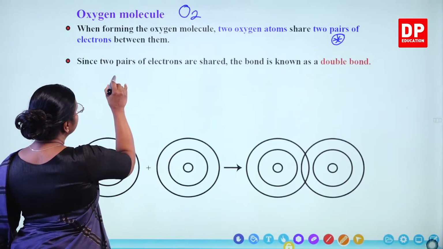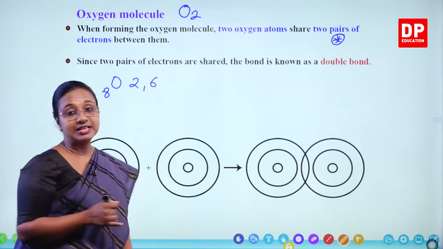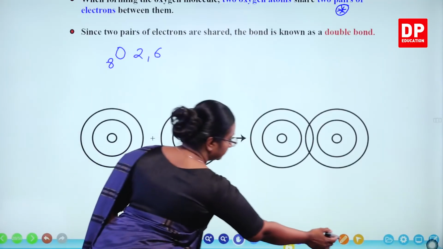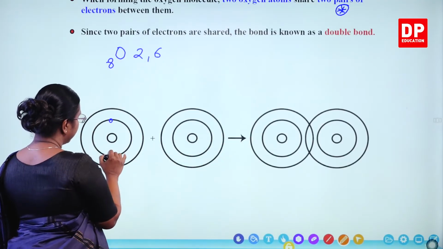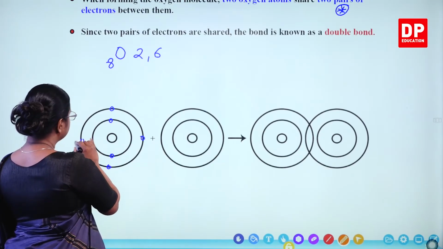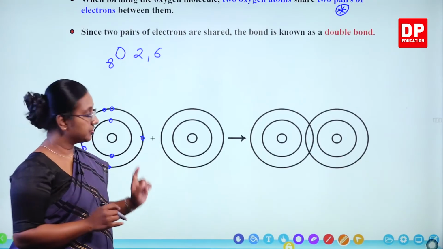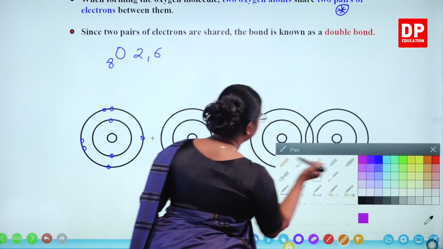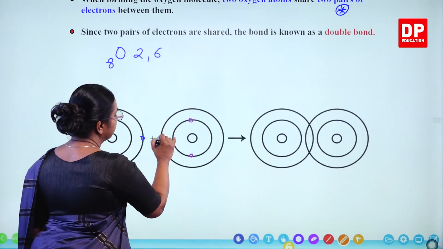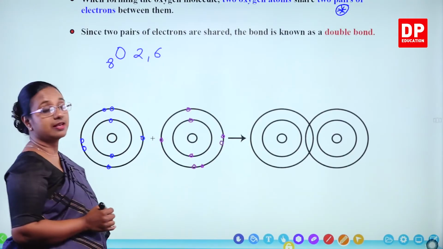So, to understand that, again we write the electronic configuration 2, 6. So, anyway you know valence is 2. So, we will fill up the electrons here. Here you can see the first energy level has 2 electrons and the second energy level has 6 electrons. Same goes for the second oxygen atom. First energy level has 2 electrons and the second energy level, that is the valence shell, has 6 electrons.